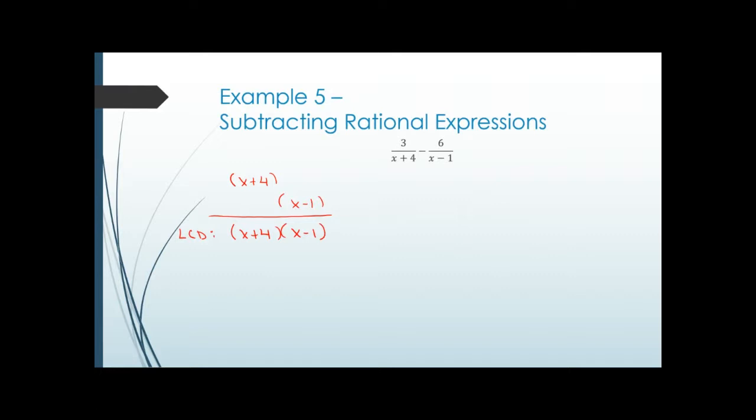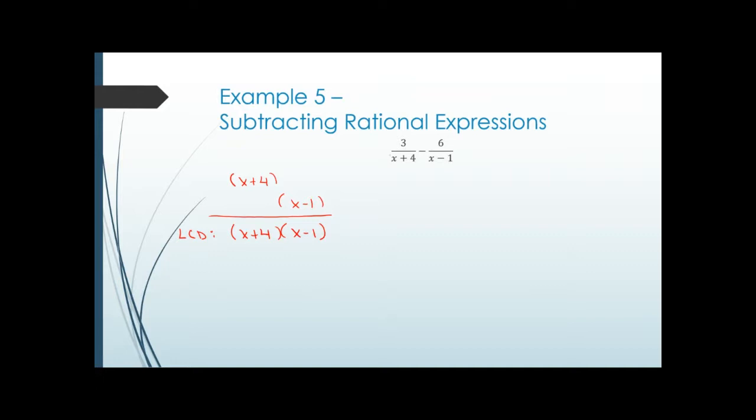So our common denominator is going to be x plus 4 times x minus 1. Basically, both denominators are just going to be multiplied together. So this is where I need to build a fraction up so that I have this denominator. When I look at the first fraction here, the denominator is x plus 4. In our common denominator, we need x plus 4 and x minus 1. So I don't have the x minus 1 part.